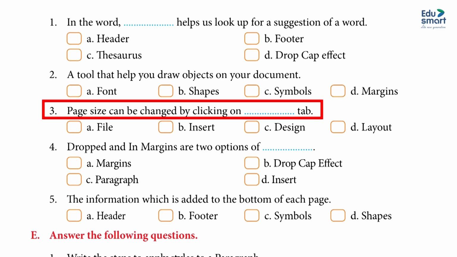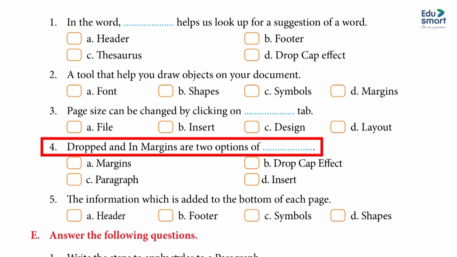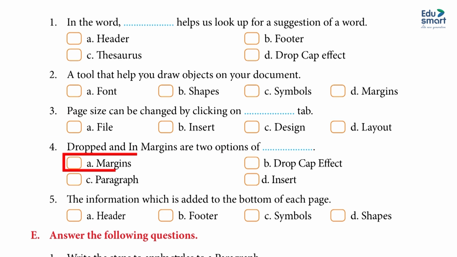3. Page size can be changed by clicking on dash tab. A. File. B. Insert. C. Design. D. Layout. Answer: layout. 4. Dropped and in margins are two options of dash. A. Margins. B. Drop cap effect. C. Paragraph. D. Insert. Answer: drop cap effect.